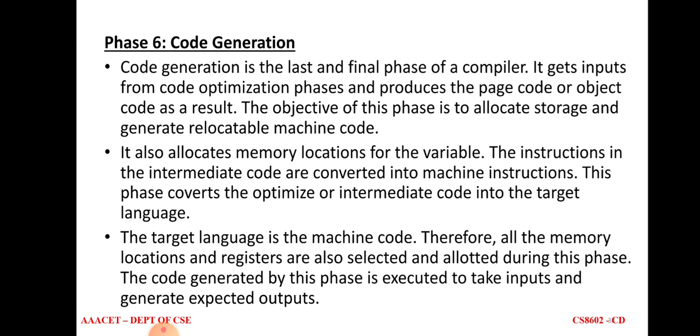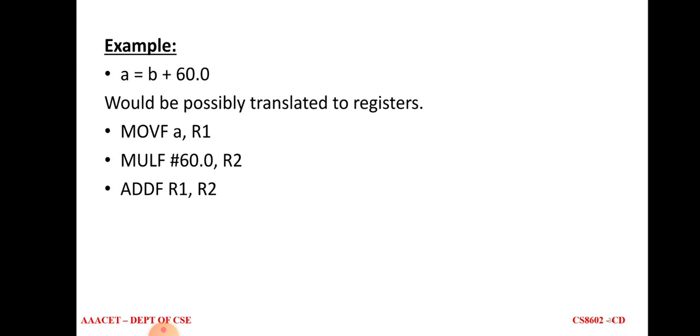And the final one is code generation, which is the last phase of the compiler, which is used to convert the given code into the final target code. Let us take an example. A is equal to B plus 60.0. It can be converted by move. We can use the operations. Move is nothing but move, multiplication mul, add. These are the mnemonics. It is the assembly level language.